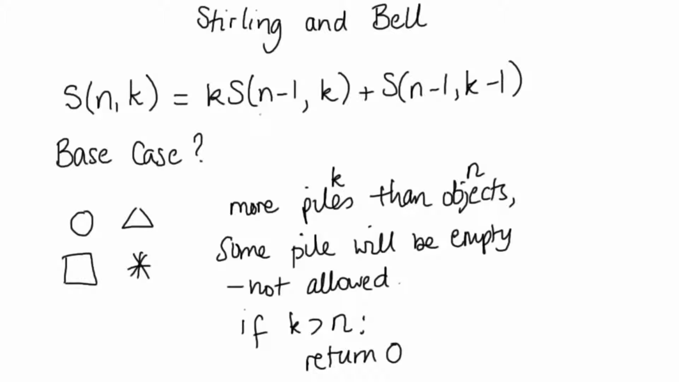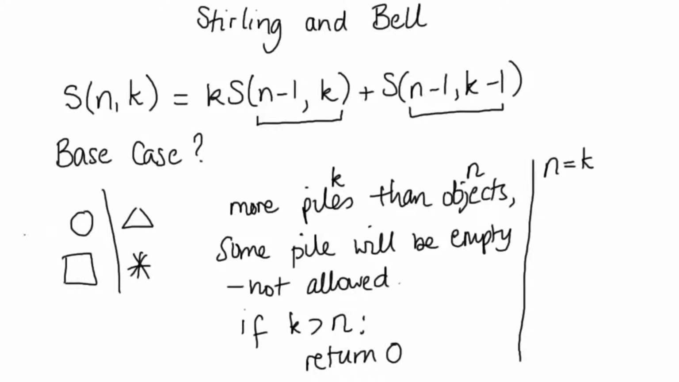If we look at our formula, we need to stop in other cases as well. We can't just return 0 all the time because then our sum will be 0. So what happens when these two values are the same? Well, if n equals k, then how many ways are there of splitting up the objects into the same number of piles as there are objects? Well, there's just one way.